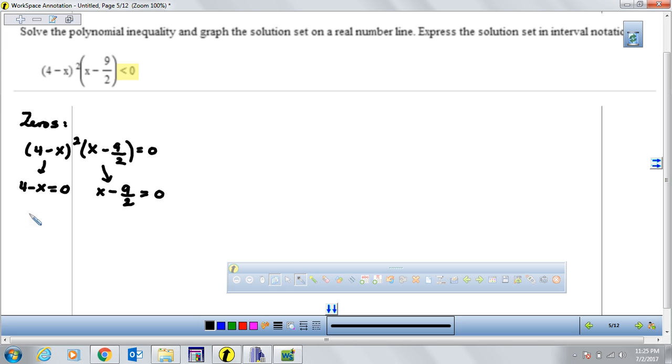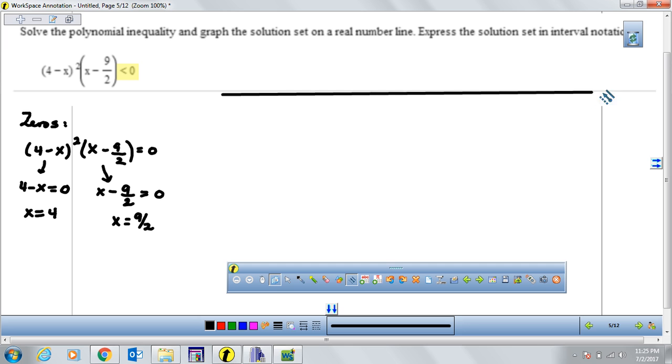So this one gives me x is equal to 4, and this one gives me x is equal to 9/2. Those are the zeros. Those are the solutions for the equation 4 minus x squared times x minus 9/2 equals 0. But I want to find the solutions for the inequality for which this is less than 0. So, to find the solutions to the original inequality, the last step in the process is this: you're going to put those zeros on a number line.